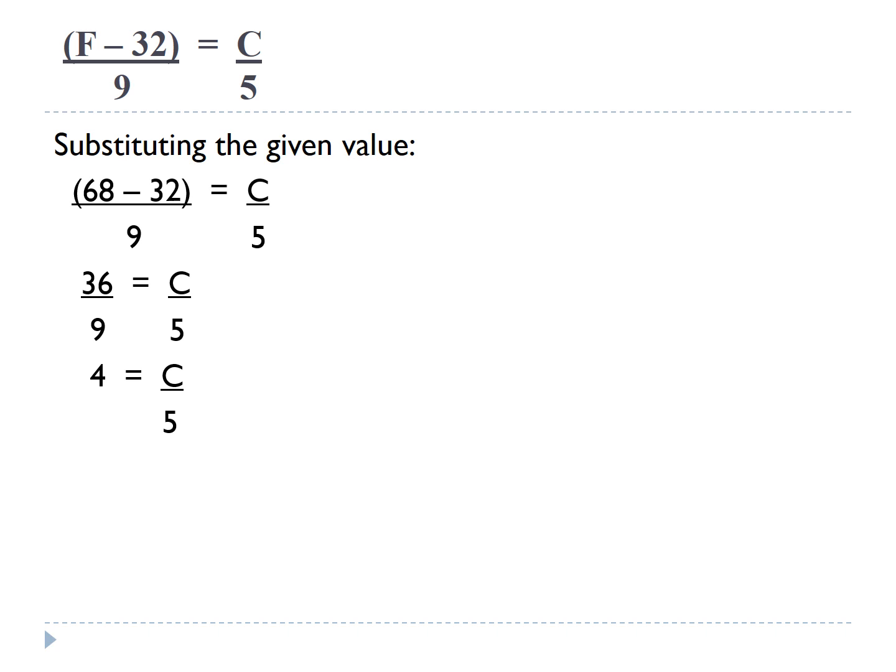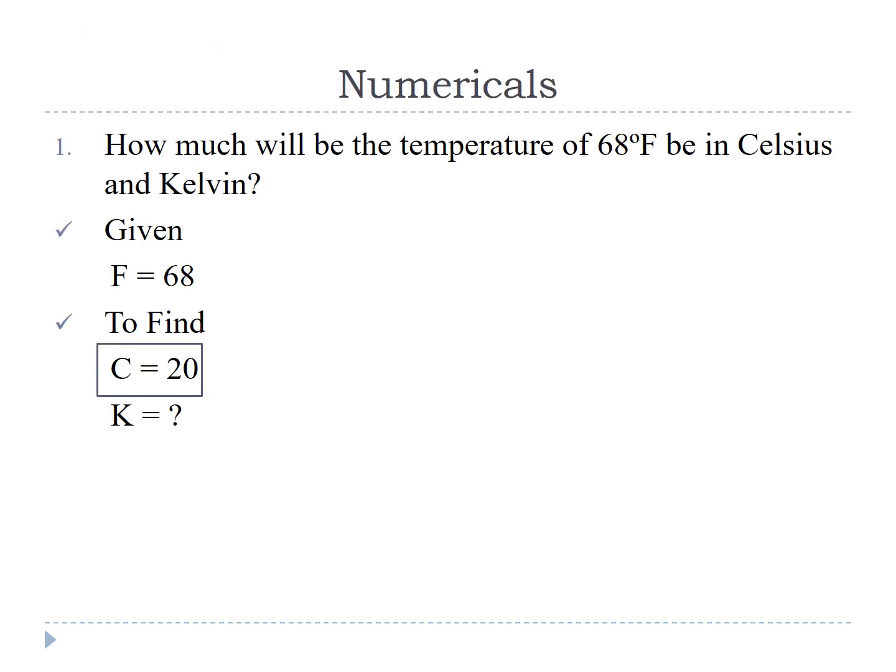Now what do we do? We cross multiply. Okay, so we know 5 fours are 20. So 20 is nothing but the temperature in Celsius. Okay, so we have got the first part of the answer, that is C is equal to 20. Now what are we supposed to do? We are supposed to find out the temperature in Kelvin.